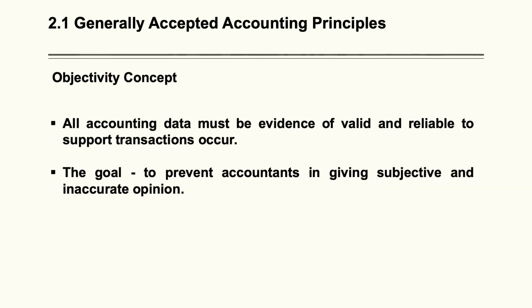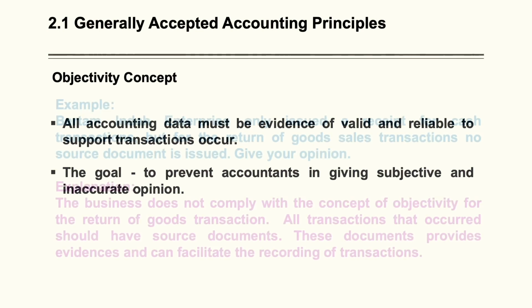Now we go into the second last concept, that is the objectivity concept. Concept keobjektifan. According to this concept, all the accounting data must have valid and reliable evidence to support all the transactions that occur. The main objective or goal is to prevent accountants from giving subjective and inaccurate opinions. So let's look at the example.